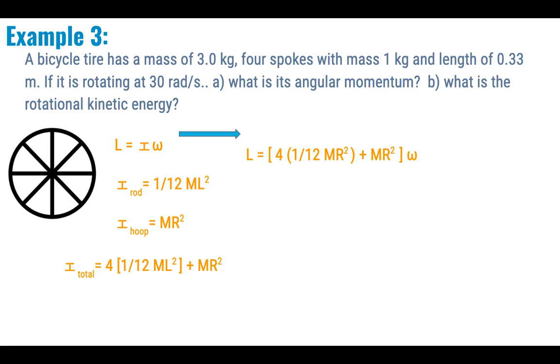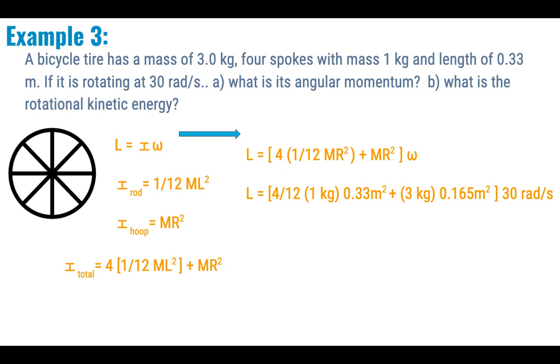Technically, we have 4 times 1/12, we get 4/12, times the mass of each individual rod, which is 1 kilogram, times the length of each rod, 0.33 meters, squared. We're going to add that to the moment for a hoop. The mass of the hoop is 3 kilograms. The radius of the hoop would be half the length of the spoke or the rod, which is 0.165 meters. Don't forget to square it.